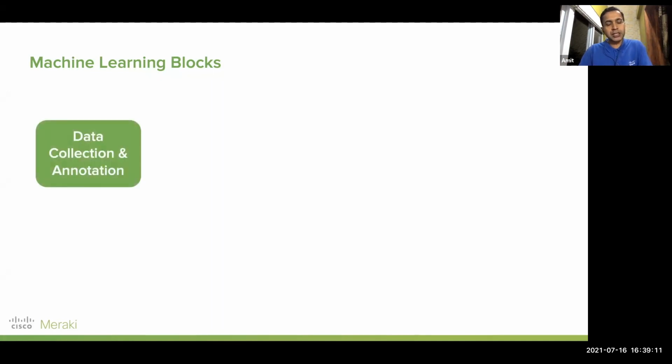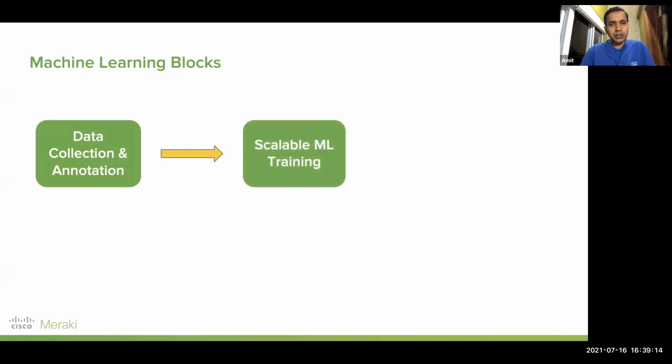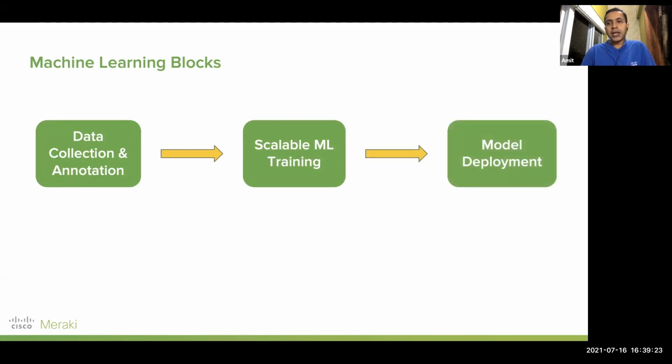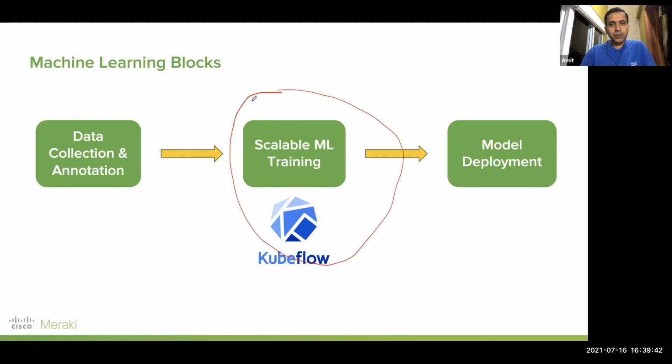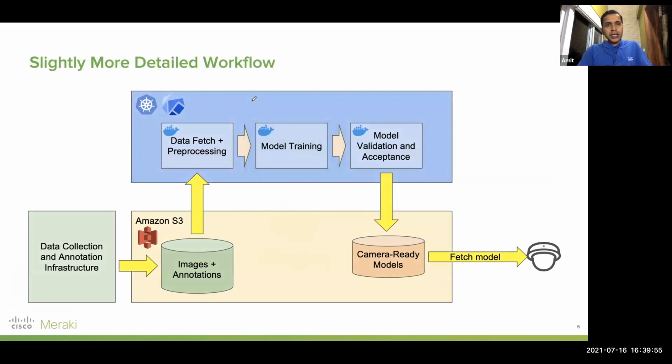So there is the part of data collection and annotation, which then goes to the scalable ML training infrastructure. Once basically the collected and annotated data is fed into this infrastructure, finally, a trained model is generated, and that model is deployed into the camera. So we are going to use Kubeflow in basically the scalable ML training part, and not just Kubeflow, there will be other pieces as well, but Kubeflow is by far the largest component in this, right? So here's a slightly more detailed workflow.